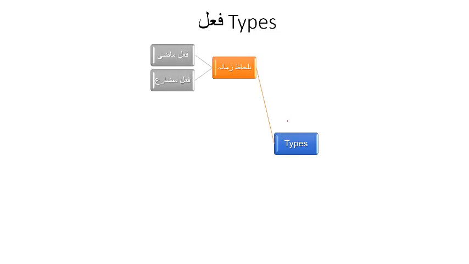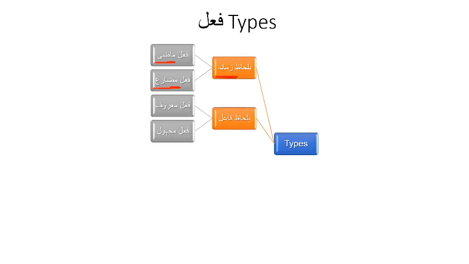Okay, a quick recap of the different types of verbs that we've seen so far. When we talk about the different types of words based on time, we have fail madi and fail mudare. So this would be the past tense and the present/future tense. So this is past and this is present/future.